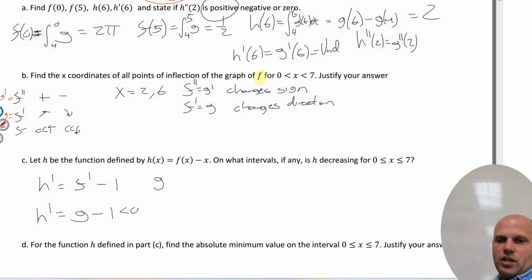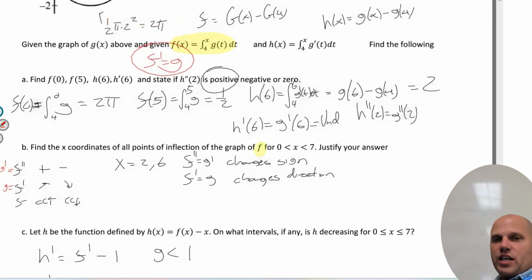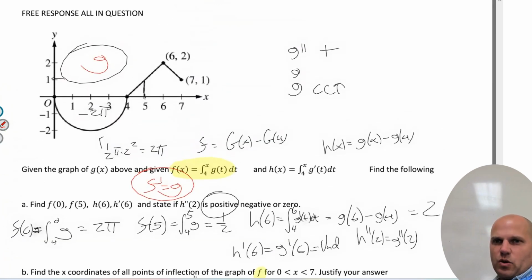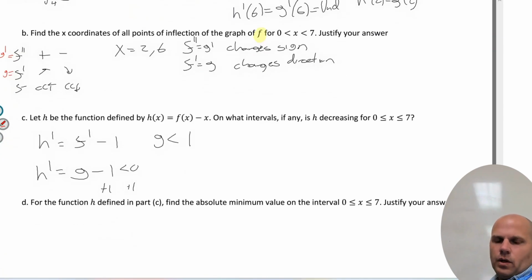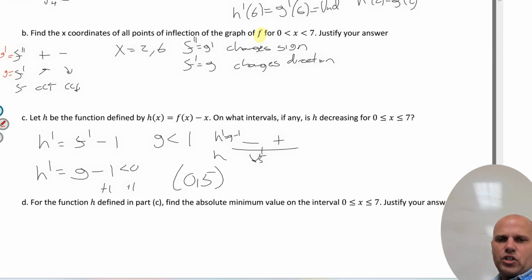Oh, well, that's going to be when g is less than 1. Or let's look at when g equals 1. This is the graph of g. Let's look at when g equals 1. Set my new axis up. Bam, right there. 5. Because h prime, which equals g minus 1, is negative until 5 and then positive after that, which means h is decreasing. So you'd say from 0 to 5. And what's your justification? It's because h prime is less than 0.